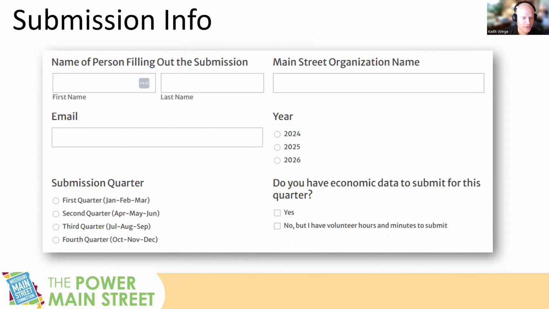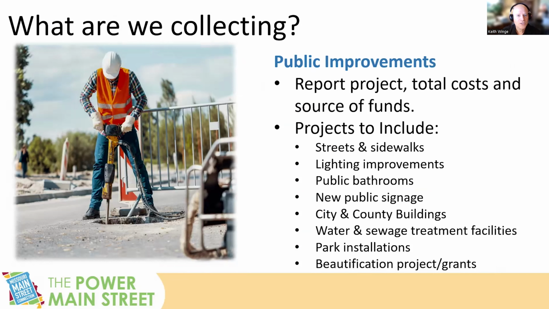And then which quarter you're submitting for. And then we ask this question: do you have economic data to submit for this quarter? Yes or no? If you say no, you always have volunteer hours and always have board and committee minutes to submit to us. So there's those two options there. It also opens up other boxes down below based upon your answer. So what are we collecting?